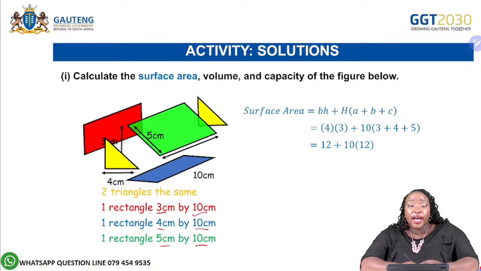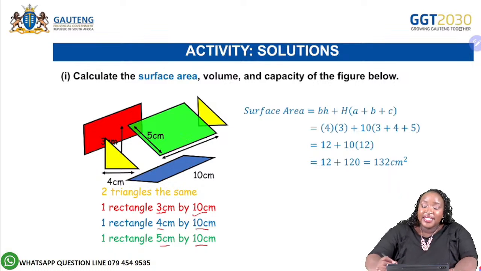Okay, so you're adding 12 plus 10 times 12, and that gives you 12 plus 120. Therefore, your surface area should be 132 centimeters. Do you have that? Well done if you do.